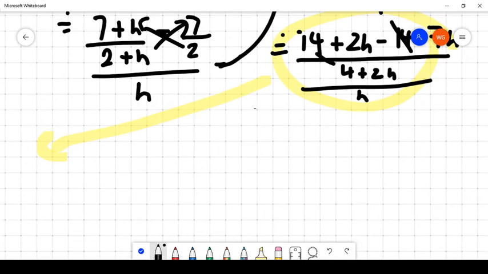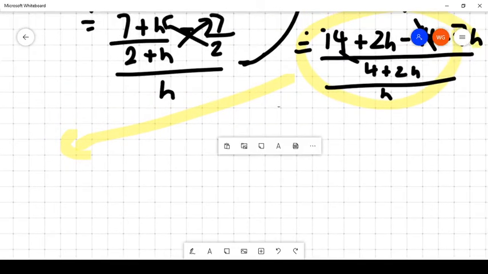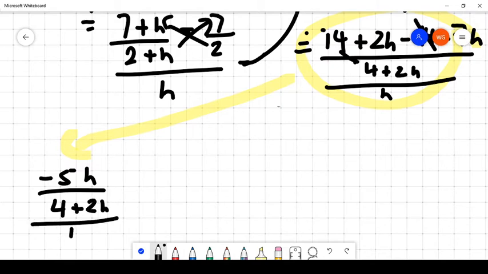On top, we got plus 2h, and then I believe that's a minus 7h. Yes, plus 2h minus 7h. So we got 2h minus 7h, which of course is negative 5h, over 4 plus 2h, all over h. Now watch, here's where things get interesting.